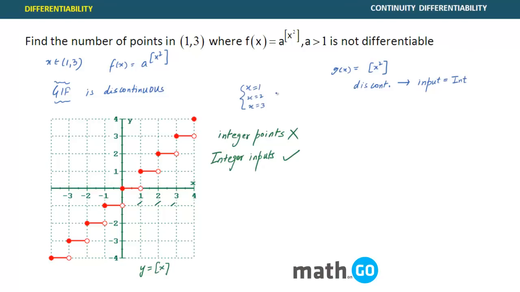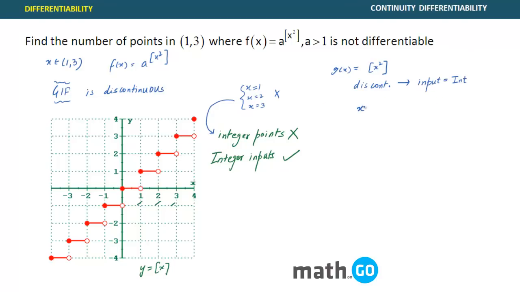So first of all, this is wrong. Why? Because you are asked to find between 1 and 3. So the correct answer in that particular case would have been x equal to 2, but still this is wrong. Why? Because you are thinking that they are discontinuous at integer points, whereas the concept is they are discontinuous at integer input.